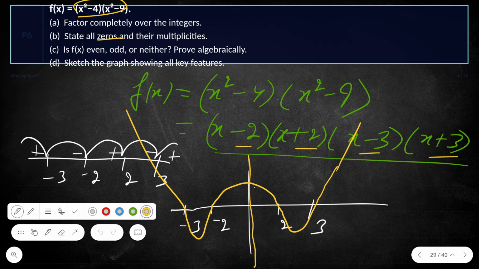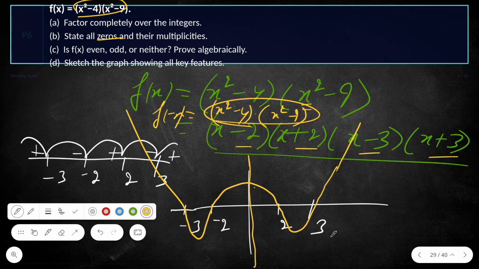And if you simply find f(−x) in this case, this would give me (−x)², which is the same as x², and similarly (−x)², which is the same as x². So this is exactly the same as f(x). So since f(−x) is equal to f(x), hence this is an even function. So this is the graph of this function.